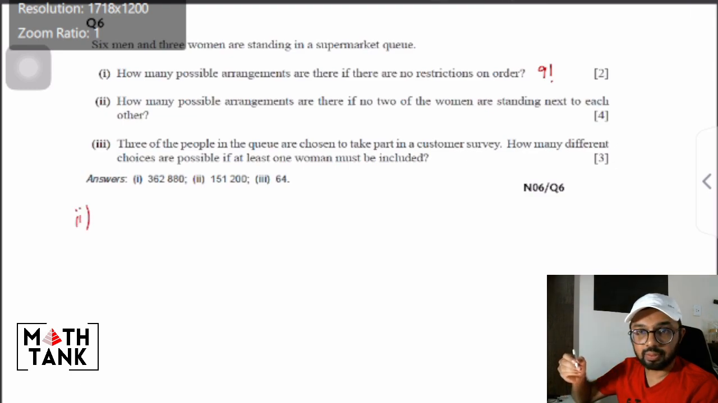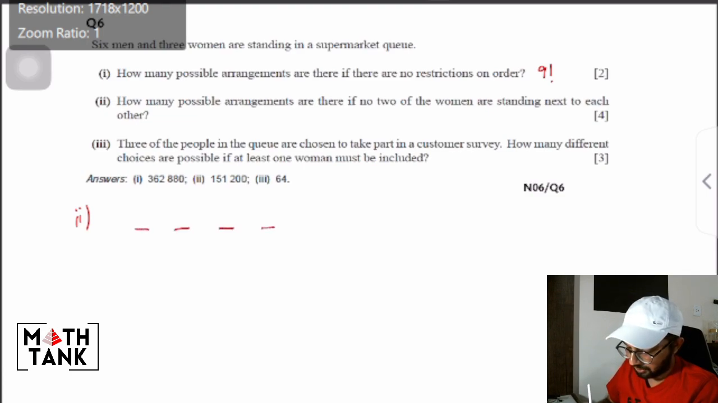How many possible arrangements are there if no two of the women are standing next to each other? Now, important question. You need to understand that you need to separate the women completely. So what you do in this case is you get the men to stand first. So I'm going to put out 6 dashes. I'm going to say that all of the men are standing here, and they can shuffle between themselves.